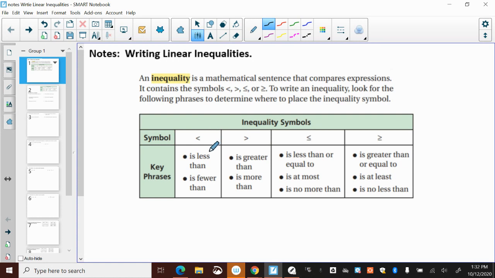Less than, here are some phrases: is less than, is fewer than. Greater than: is more than. Less than or equal to, so the little line on the bottom means or equal to. Is at most is the same thing as less than or equal to, as is no more than. This is greater than or equal to, and we have is at least, is no less than. So these are words that all mean these particular symbols.